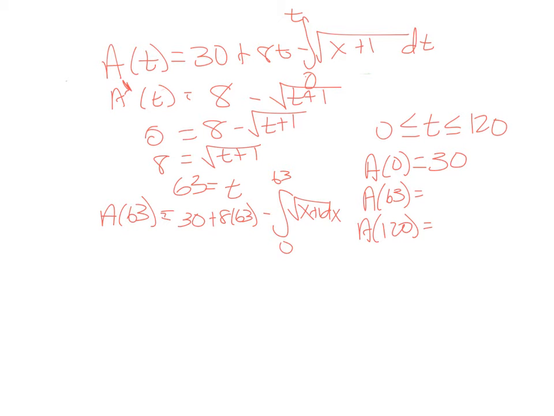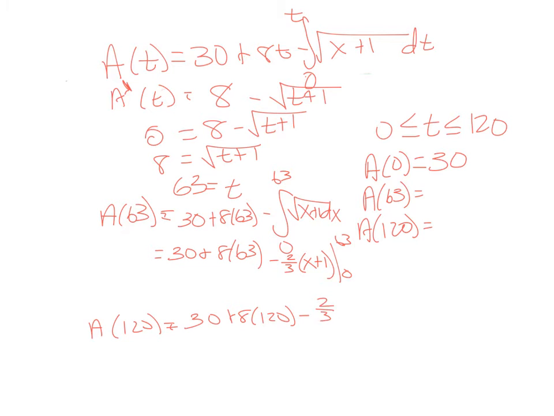So is that 30 plus, I don't know what 8 times 63 is, minus 2/3 times (x plus 1) to the 3/2 from 0 to 63? Who's going to be bigger, that or A of 120? 30 plus 8 times 120 minus 2/3 times (x plus 1) to the 3/2. Now, I think it's pretty easy to convince ourselves. I forgot our 3/2.